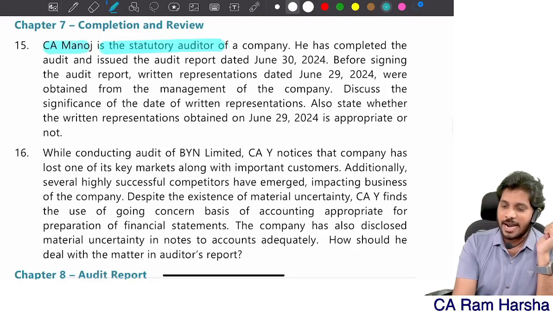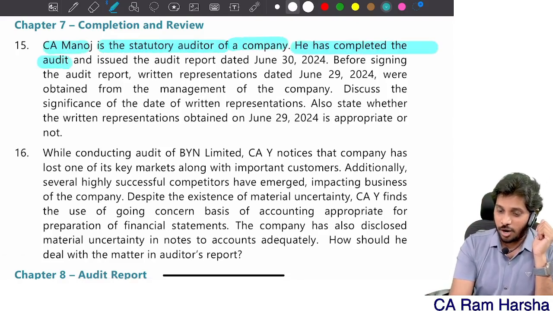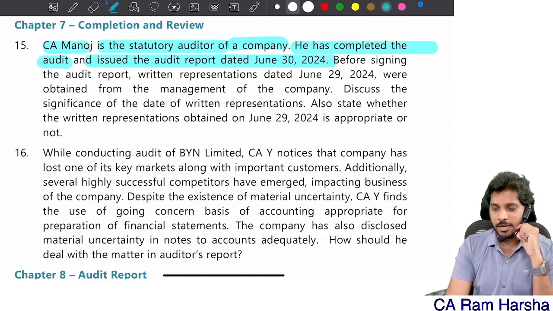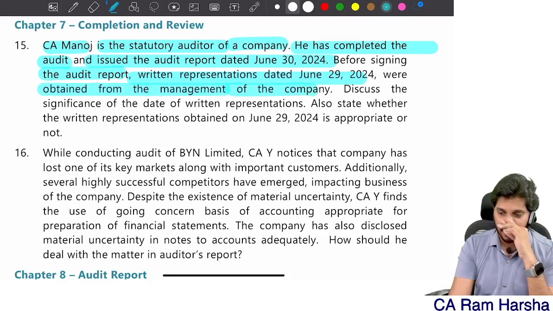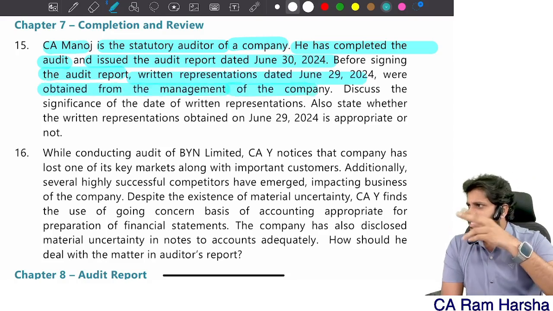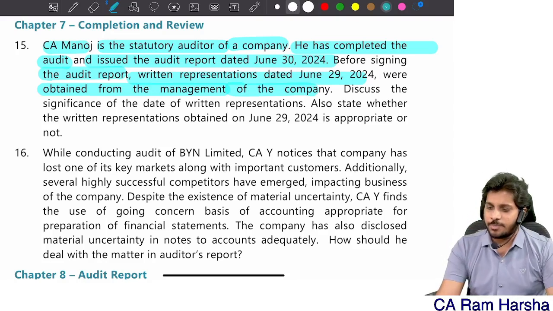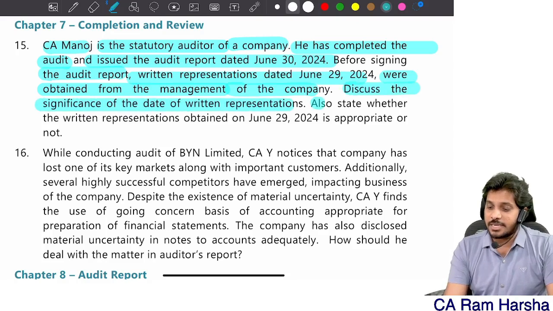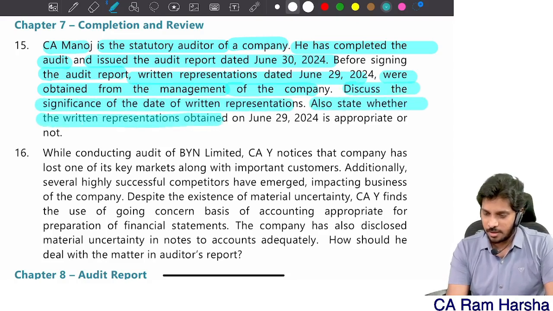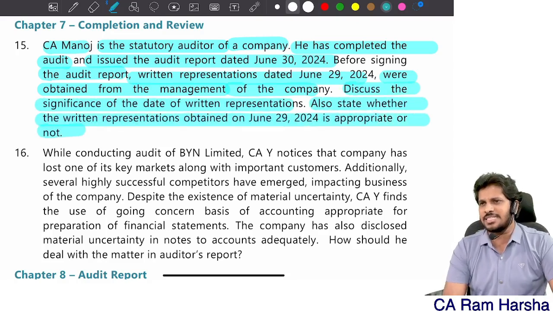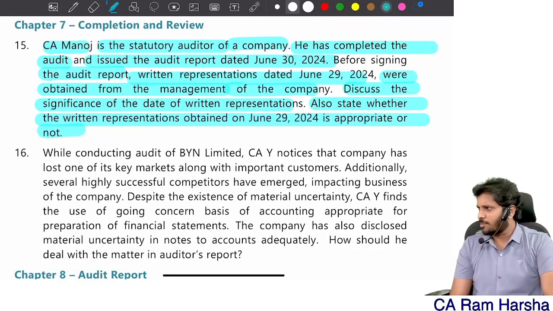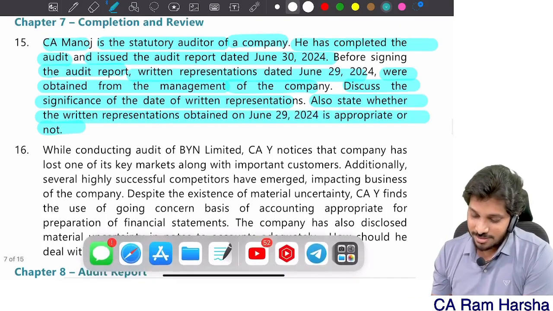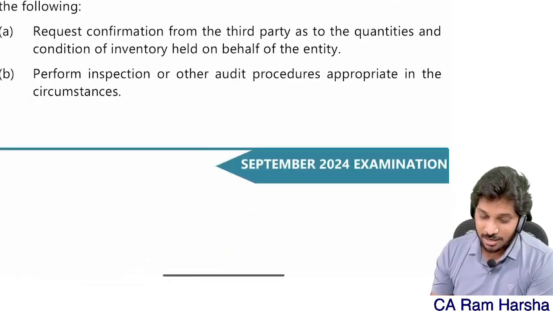CA Manoj is the statutory auditor of the company. He has completed the audit and issued the audit report dated June 30. Before signing the audit report, written representation dated 29th June was obtained from management of the company. Correct, no? As near as practicable to the date of audit report. Discuss the significance of the date of representation. Also state whether representation obtained on 29 June is appropriate. Yes, it is appropriate, no problem. We'll see what answer they gave. Did they say not appropriate?